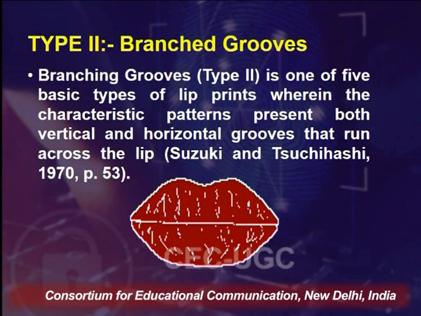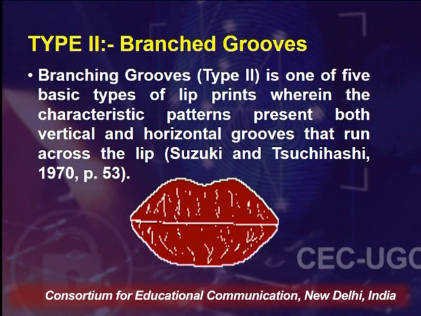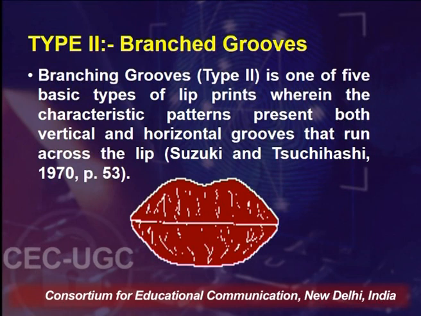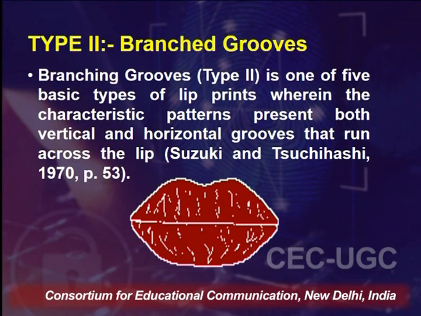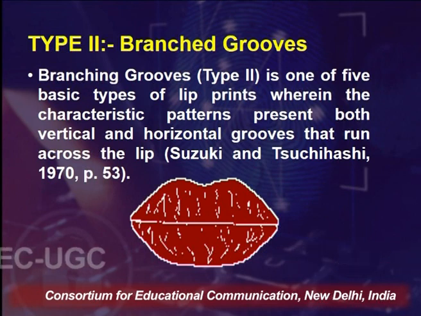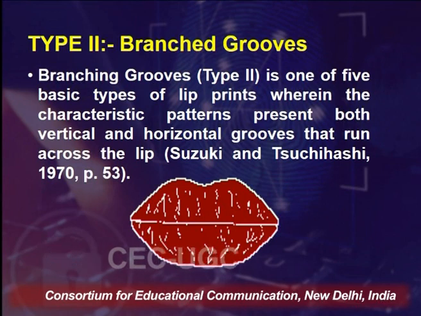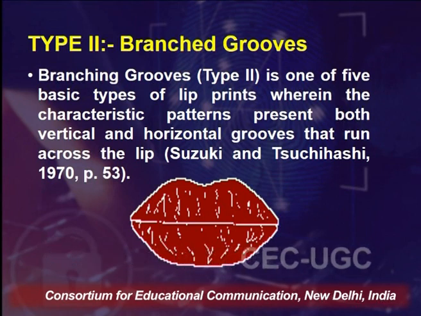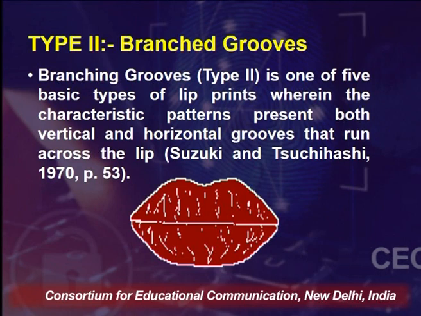Type 2 is branch grooves. Branching grooves is one of 5 basic types of lip prints. This type of lip print pattern is where both vertical and horizontal grooves are present. This classification of lip print was given by Suzuki and Tsuchihashi in the year 1970. As they are a combination of vertical and horizontal lines, they appear as branching grooves.